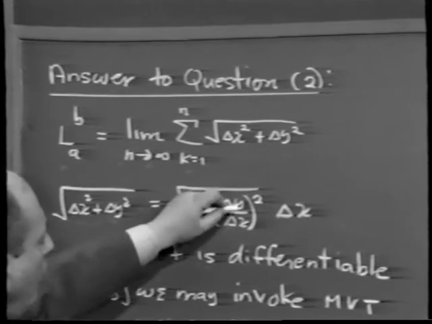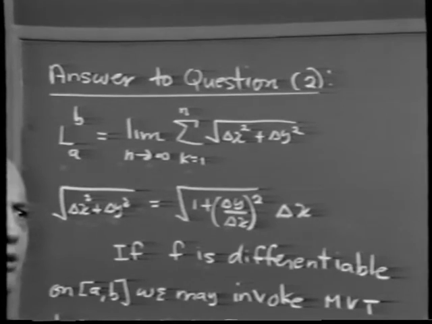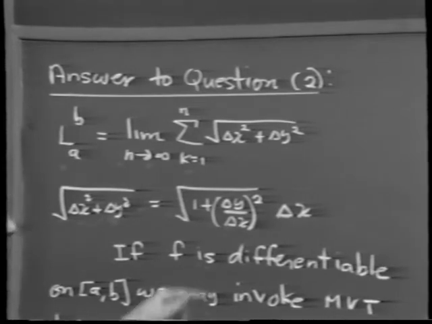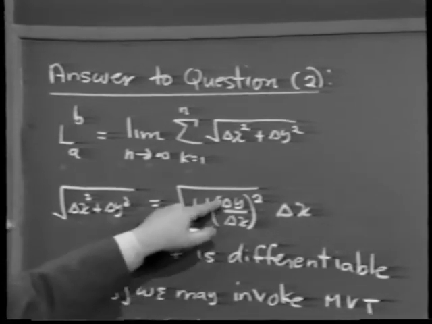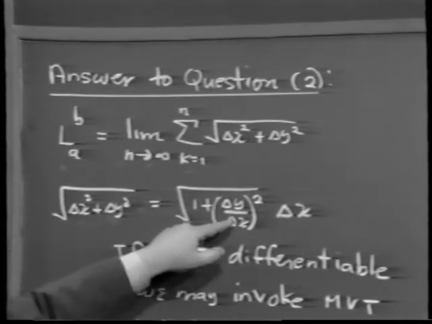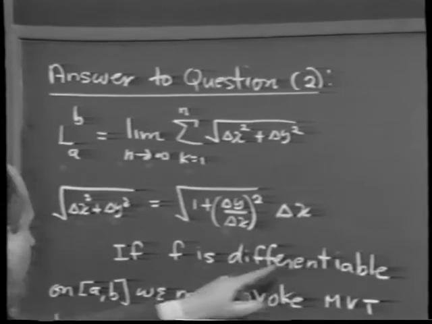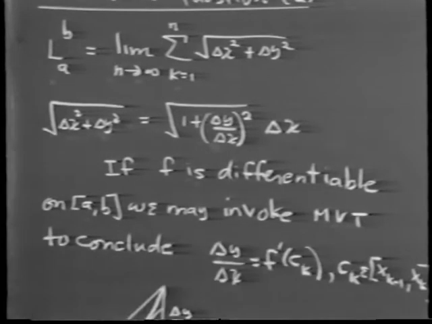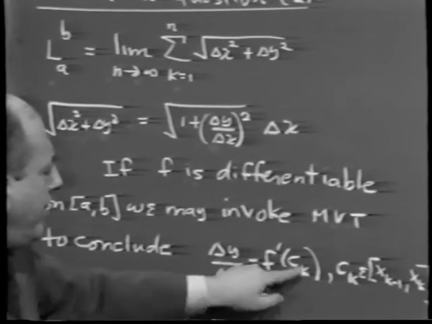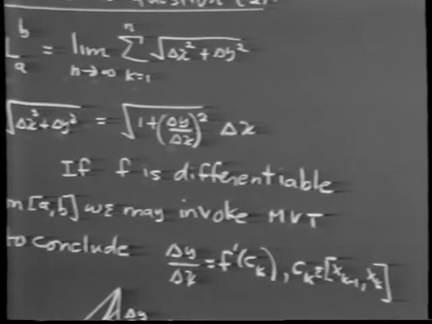Now the idea is that delta y over delta x is the slope of that chord that joins the two endpoints of delta w. It's not a derivative as we know it. It's the slope of a straight line chord, not the slope of a curve. Now the whole idea is this. We know from the mean value theorem that if our curve is smooth, there is a point in the interval at which the derivative at that point is equal to the slope of the chord. In other words, if f is differentiable on AB, we may invoke the mean value theorem, here abbreviated as MVT, to conclude that there is some point C sub k in our delta x interval for which delta y over delta x is f prime of C sub k.